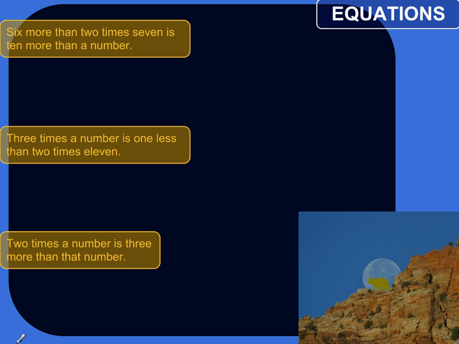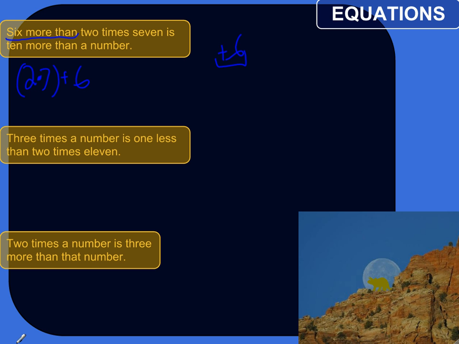So, six more than. Okay, so let's just write what we know when we know it. So six more than something. At some point we're going to be adding six. Six more than two times seven. So actually, let me write it down here. So we've got two times seven, and we've got six more than that. Six more than two times seven.